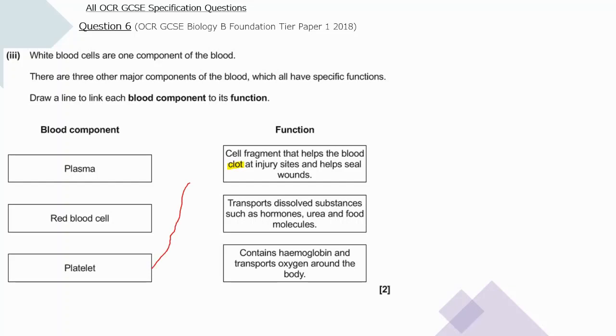up. Now we haven't specifically spoken about the other 2 blood components, so you don't need to worry about these 2 for this specific topic, so for immunology, but I'm just going to quickly go through them just so we can complete the question. So red blood cells contain hemoglobin and they transport oxygen around the body, and plasma actually transports dissolved substances such as hormones, urea and food molecules, and you can see our answer there.